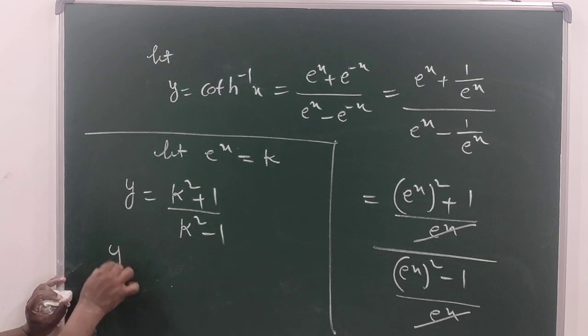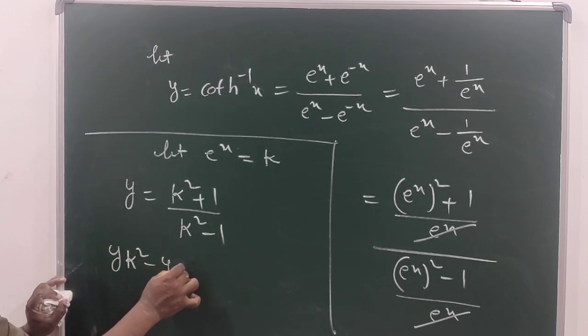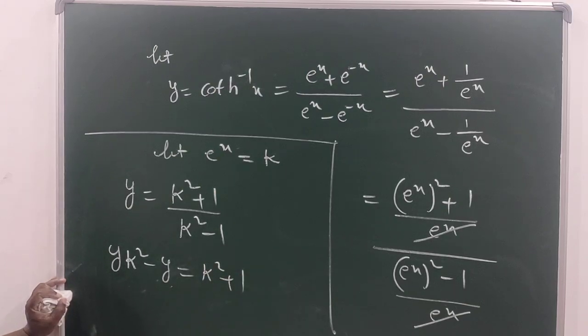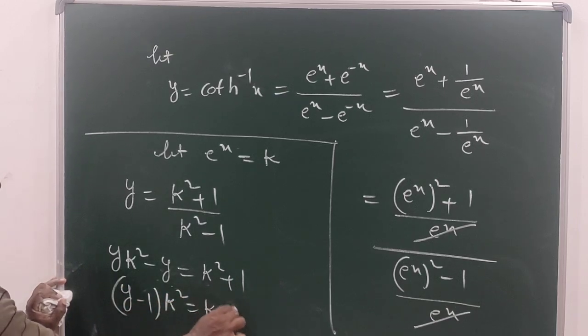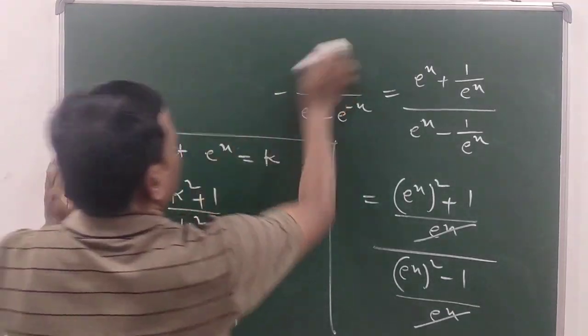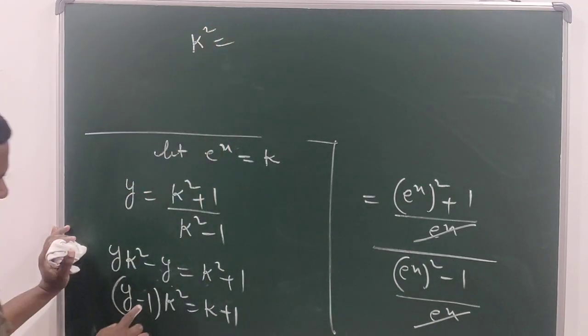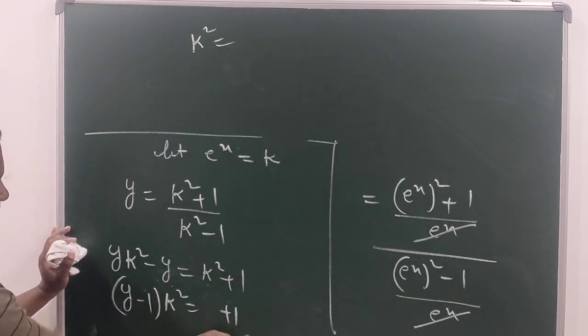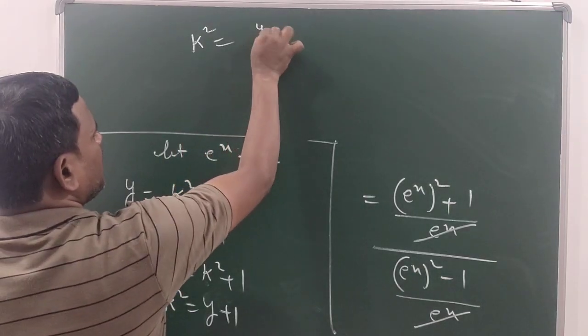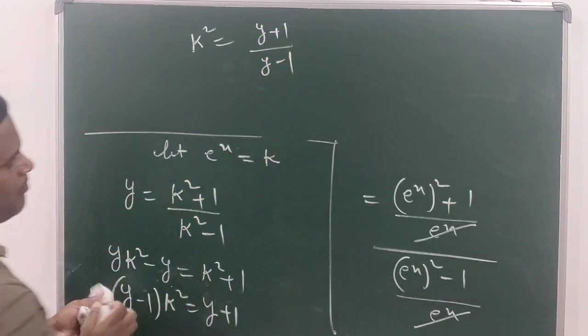Now take cross multiplication. Y k square minus y, which is equal to k square plus 1. Now transfer y to the right side, bring this k square to the left side. So y minus 1 into k square, now which is equal to y plus 1 you will get. Right. In the next step, when we take this minus y to the right side, here plus y. When you bring this k square to the left side, take k square common, y minus 1 into k square is equal to y plus 1 you will get. Now k square will be y plus 1 by y minus 1.